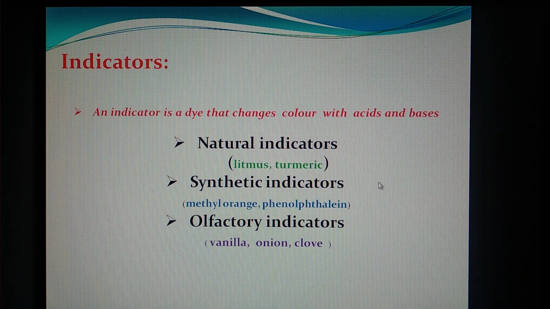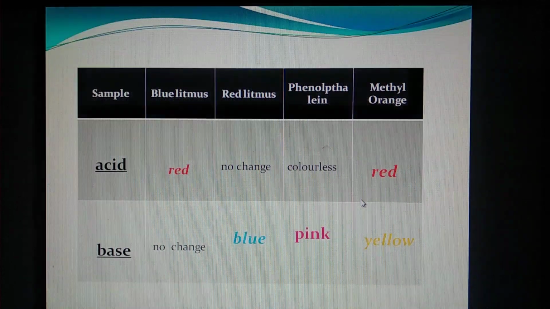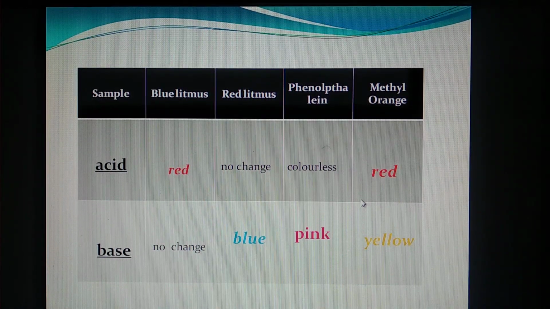These are the three types of indicators. Once again, all of you repeat please. Natural indicators, synthetic indicators and olfactory indicators. And the next topic: how these indicators react and show changes with acids or bases. See here. In the top row, the four different indicators we use in the laboratory are given.